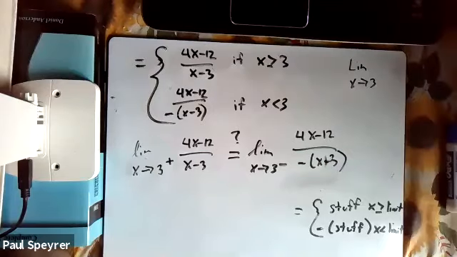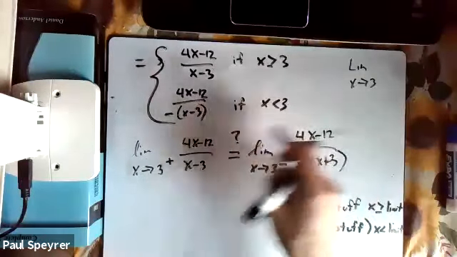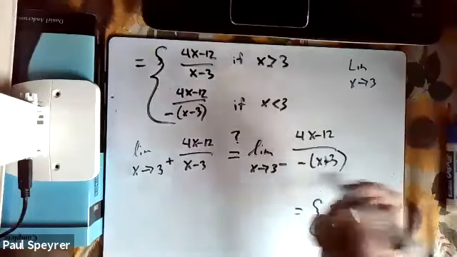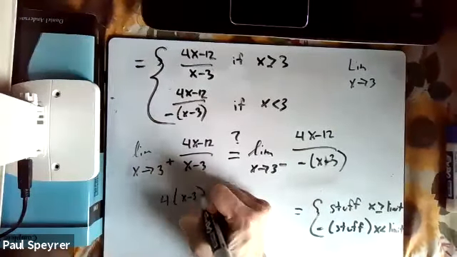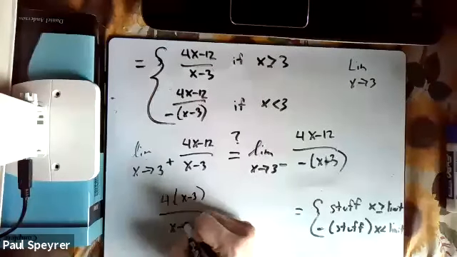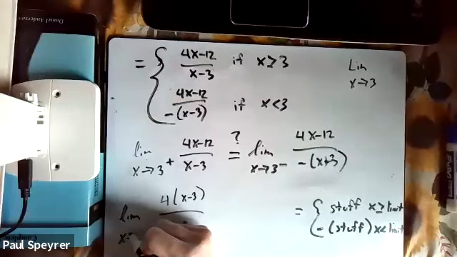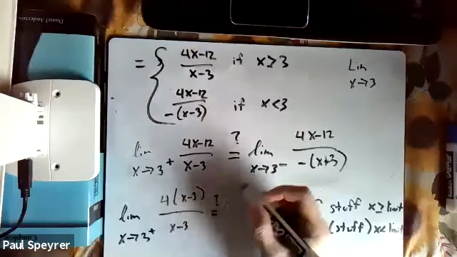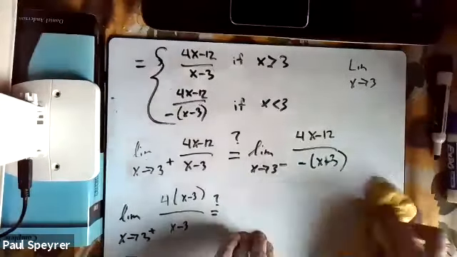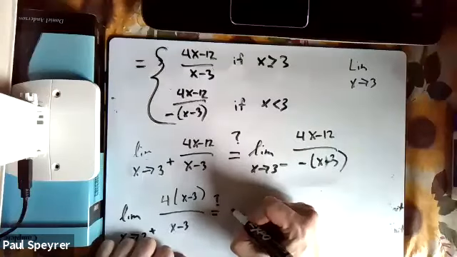All right, so what can we do right here? There's a GCF, right? Look at your numerator. At both of them, what do they both share in common? A 4. So what if we pull out a 4? What are we left with? X minus 3. And we can do that same manipulation to the right side.